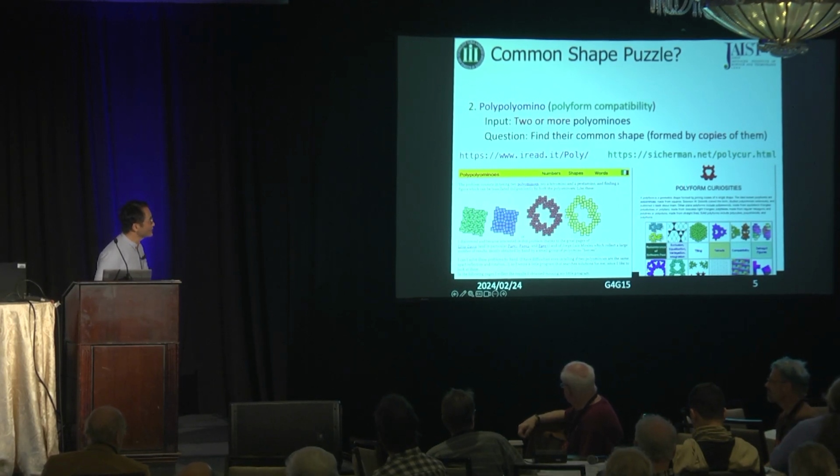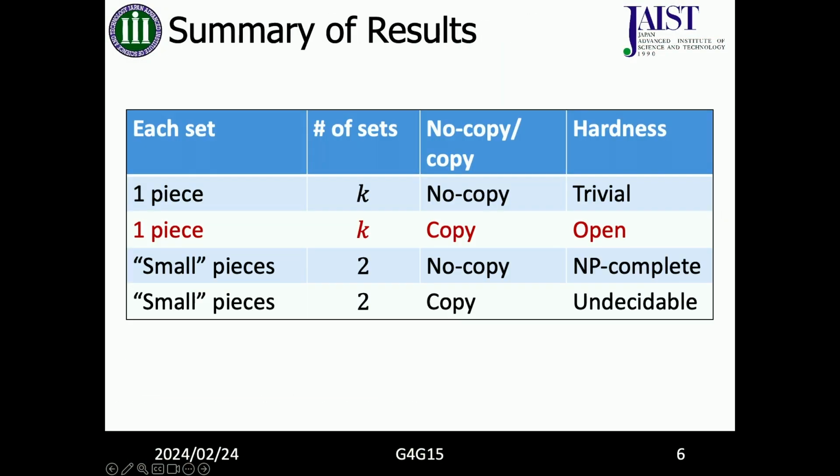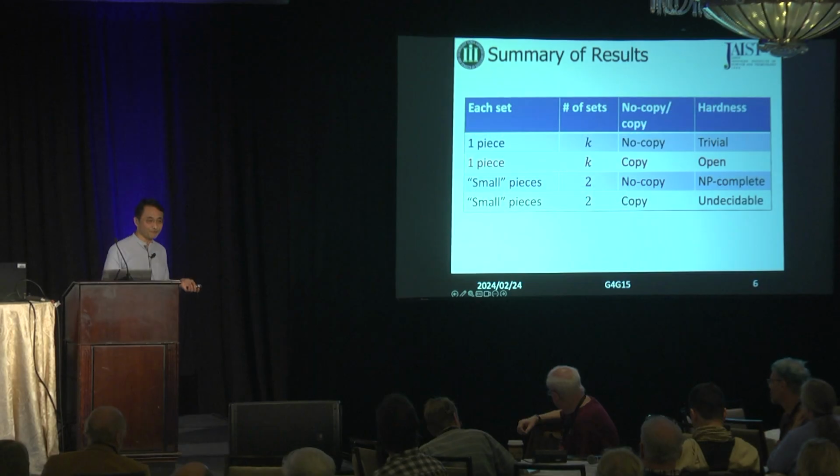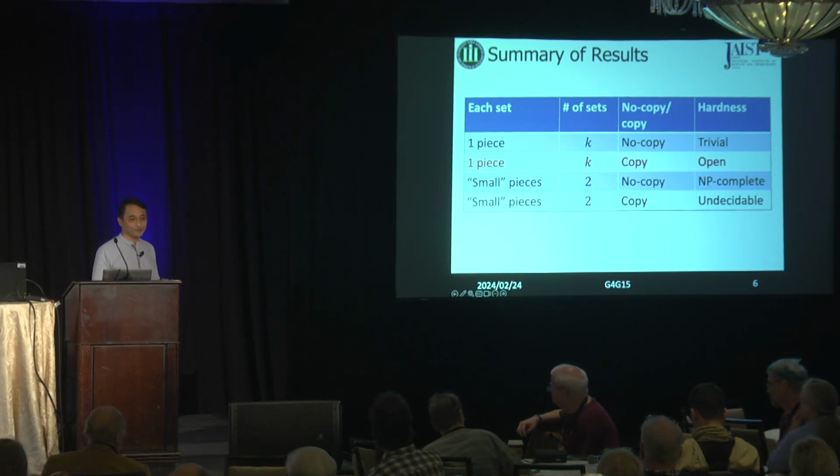So I investigated the theoretical difficulty of these puzzles. This is a summary of our result. I won't give the details, but even if you do not use any copies, just making the 2 shapes without copies, this is NP-complete, which means that this problem is intractable even if you use a supercomputer. It's very hard. And surprisingly, if you are allowed to use many copies of the shape, this problem is undecidable. I mean, you can't make any program which solves this problem perfectly.